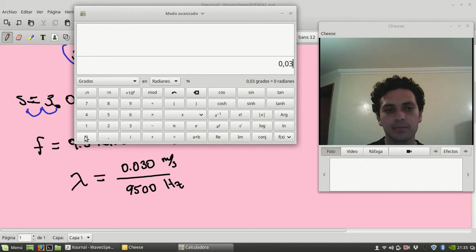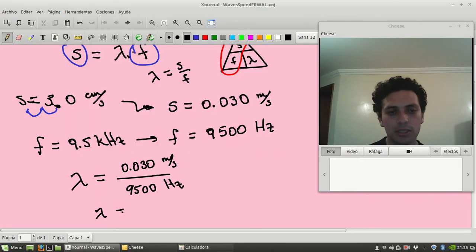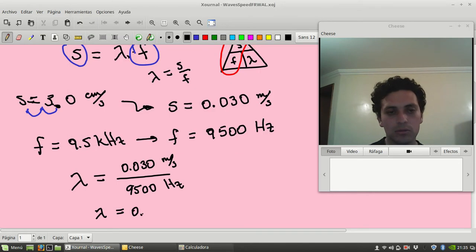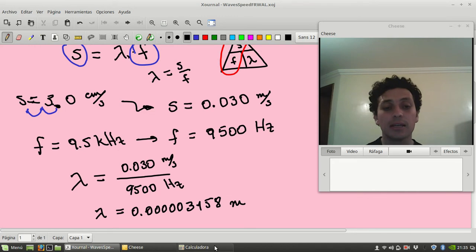0.030 divided by 9,500 equals. Okay, you can see here the number. So the wavelength is going to be 1, 2, 3, 4, 5 zeros, 3158 meters.